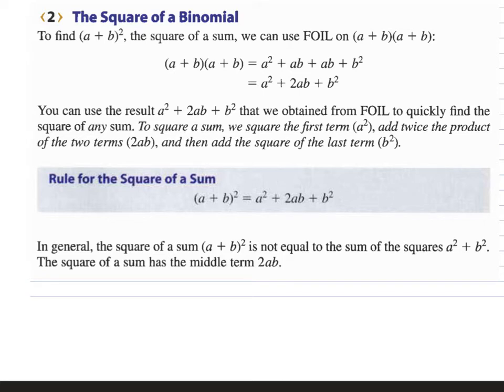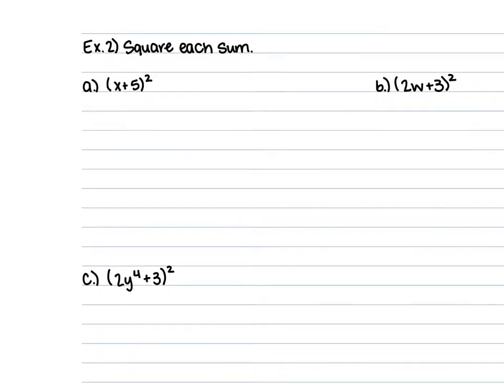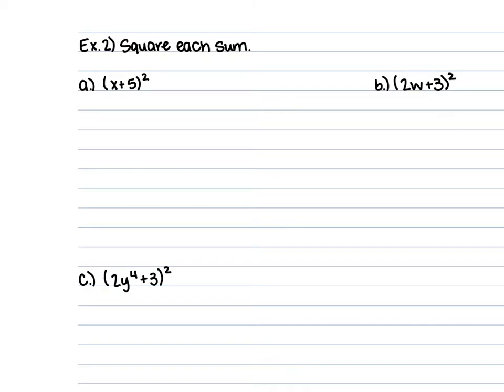Again, you don't have to use this. It is a little bit easier to use this. If you want to just FOIL, you can keep foiling these. If we look at our next part, example 2A, we're given x plus 5 squared.